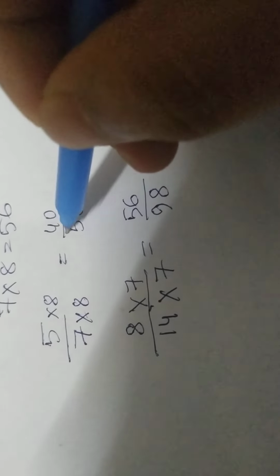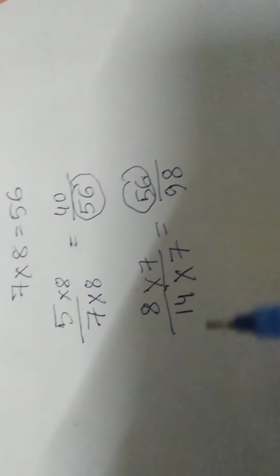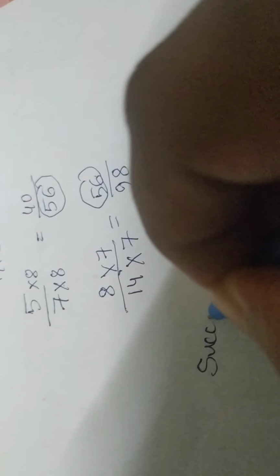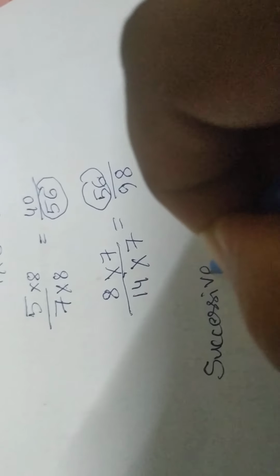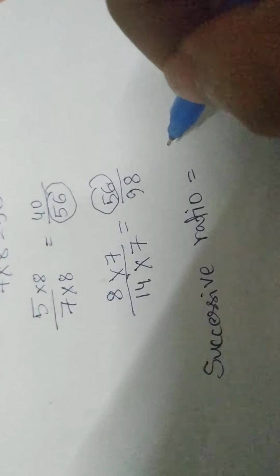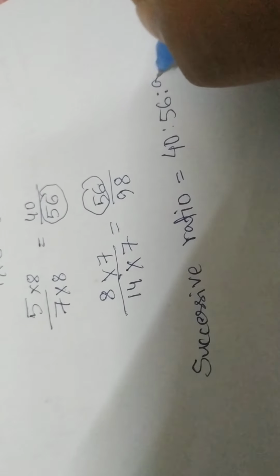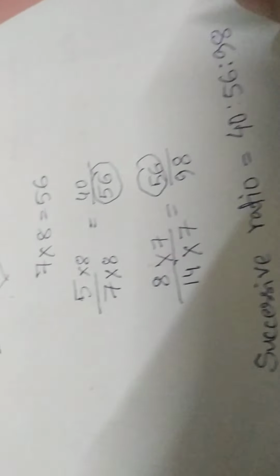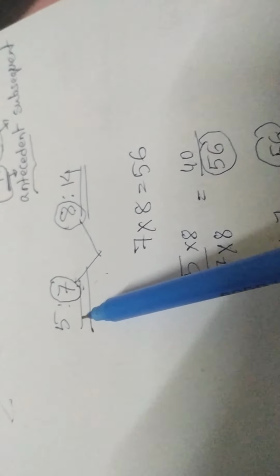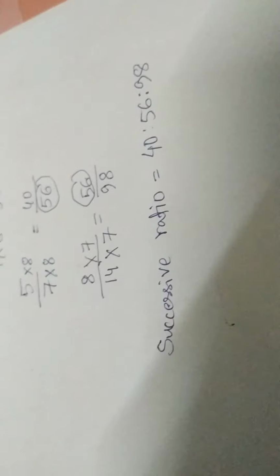So you see, now we have got two common ratios, right? So my successive ratio will be 40 is to 56 is to 98. So this is the way you convert two different ratios to successive ratio. Okay, got it? It's very simple.